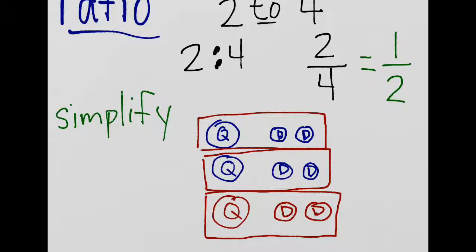And you can see that. I've drawn boxes around 1 quarter and 2 dimes. And that's what we're talking about with ratios that are simplified. In other words, you're getting it down to the more basic numbers in the ratio. Okay? So let's keep that in mind as we go to our problem.